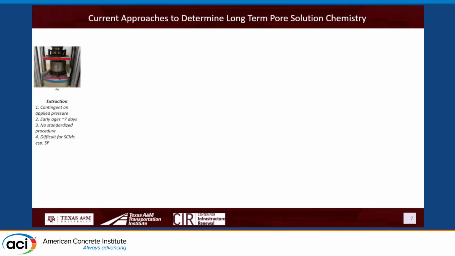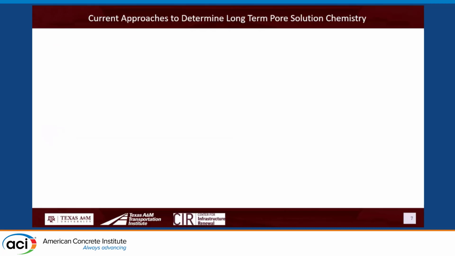So not only do we have a solution which is coming out as a function of pressure, but because of the pressure, the solubility of the ions also increases. So in some of these extraction studies, you have a really high coefficient of variation. And that's the reason why we need a good model to actually predict this.